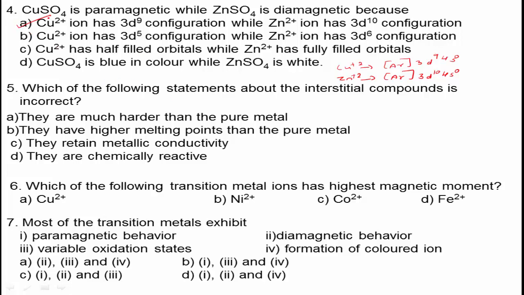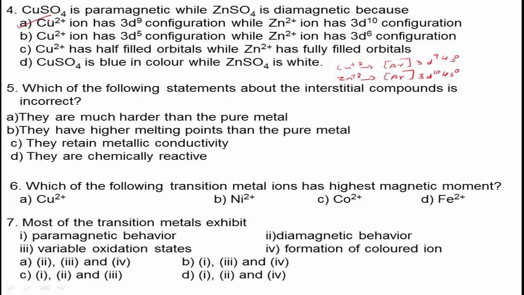A is the right answer, because in copper sulfate, Cu2+ ion has electronic configuration 3d9 4s0, and in zinc sulfate, zinc ion has electronic configuration argon 3d10 4s0. And also we know paramagnetic and diamagnetic properties depend on the electronic configuration.